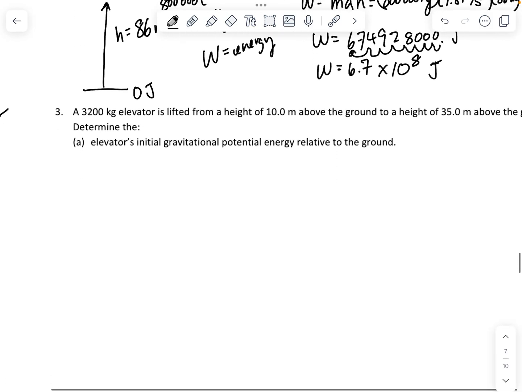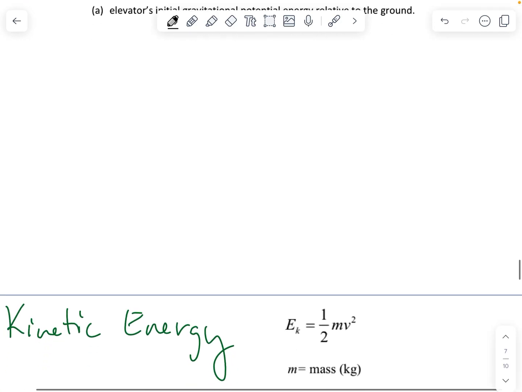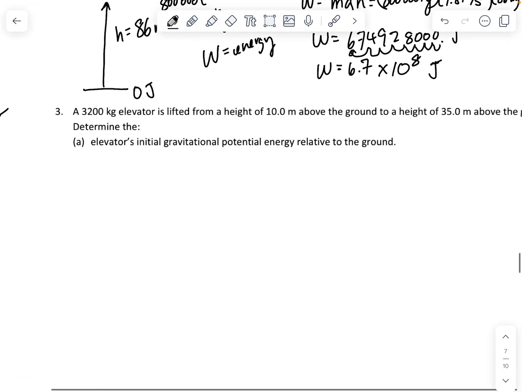Now, here it says a 3,200 kilogram elevator is lifted from a height of 10 meters above the ground to a height of 35 meters above the ground. Determine the potential energy at the start. So I haven't actually copied all of the questions that are related to this, so if you want to take a look at that, that would make sense.